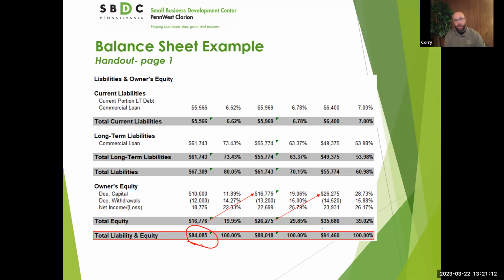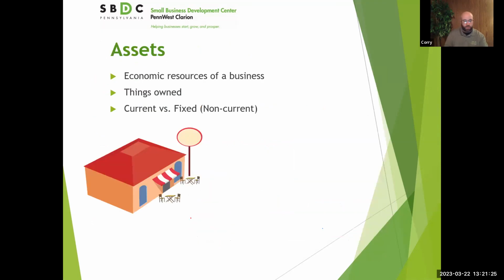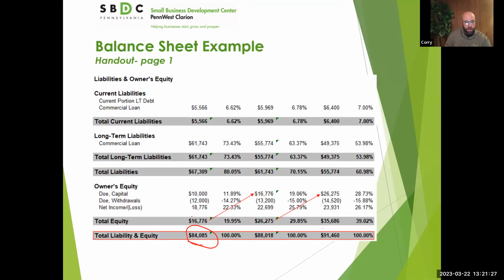Now, just one thing I want to point out to you as you're looking at a balance sheet, because maybe you've looked at these before. Something that flows from one year to the next will be your total equity. This 16,776, that is this information added and subtracted. It then goes over to the next year. And so this is how your balance sheet items carry over from one year to the next, through your equity account.